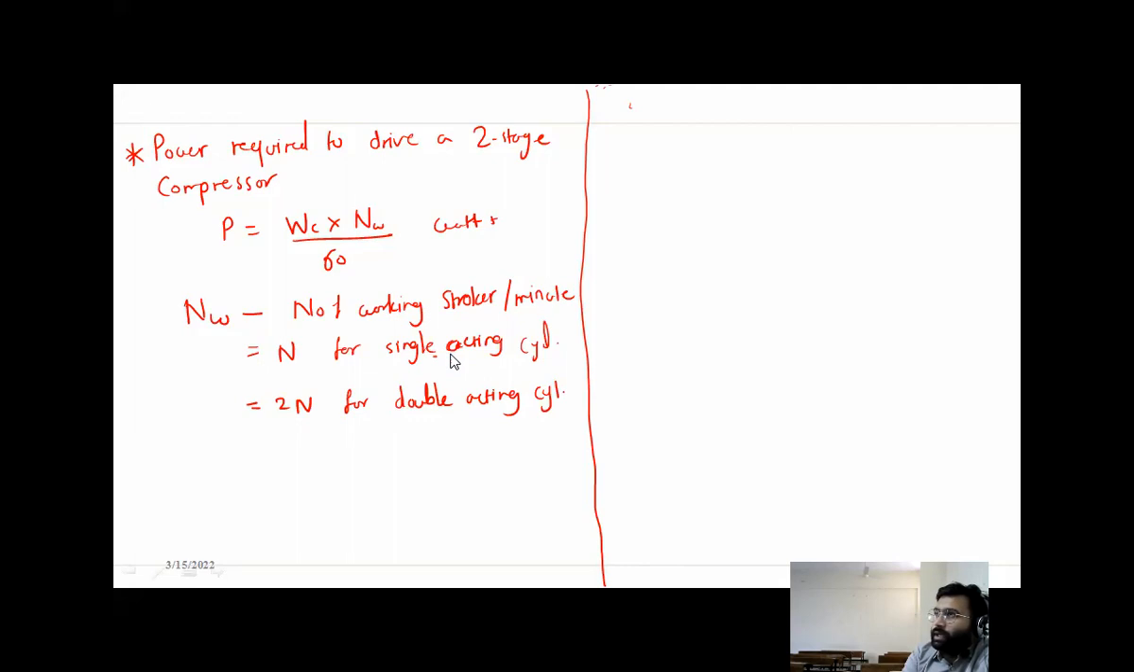सिंगल ऍक्टिंग सिलेंडर म्हणजे काय, तर पिस्टनच्या एका बाजूलाच काम होत असते किंवा एका बाजूलाच कॉम्प्रेशन होत असते. पिस्टनच्या तर दोन्ही साइडला कॉम्प्रेशन होत असेल तर त्या केसमध्ये इट इज अ डबल ऍक्टिंग सिलेंडर. So power required to drive a two-stage compressor, WC, that is compressor work into N divided by 60 watts.